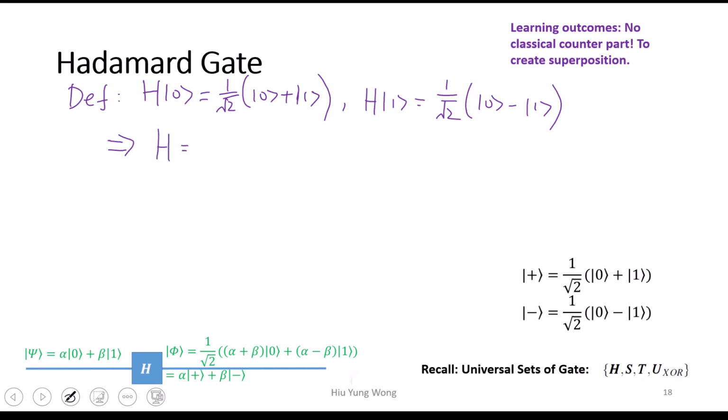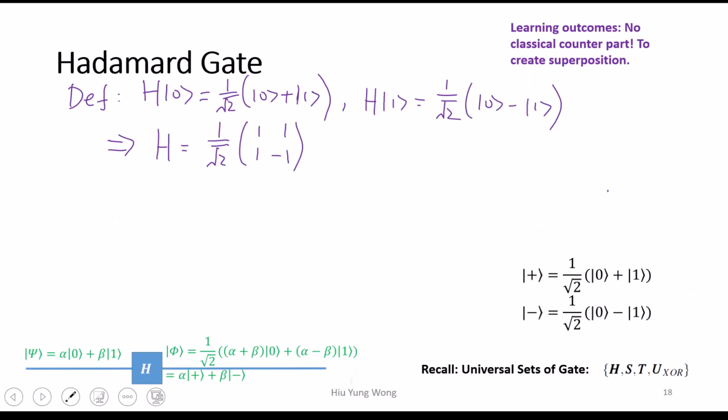This one should have a matrix form of 1, 1, 1, negative 1. Interestingly, this is also the 1-qubit quantum Fourier transform. Later, we will not talk about this, but the 1-qubit quantum Fourier transform will give you this. If you don't have any other thing important, then just memorize it, right?